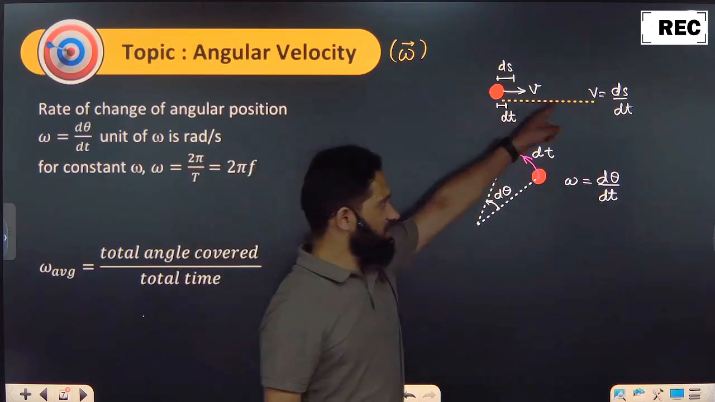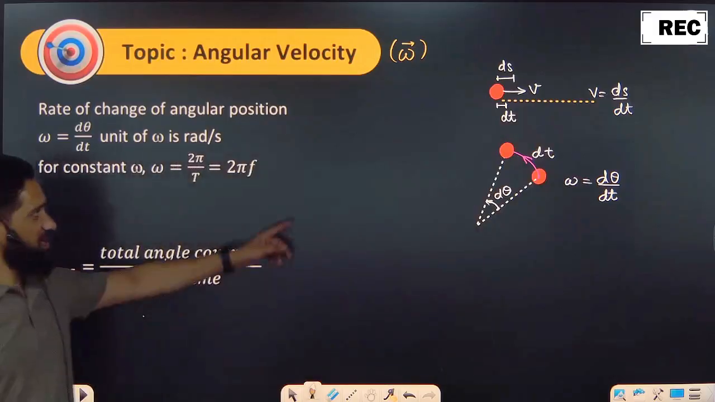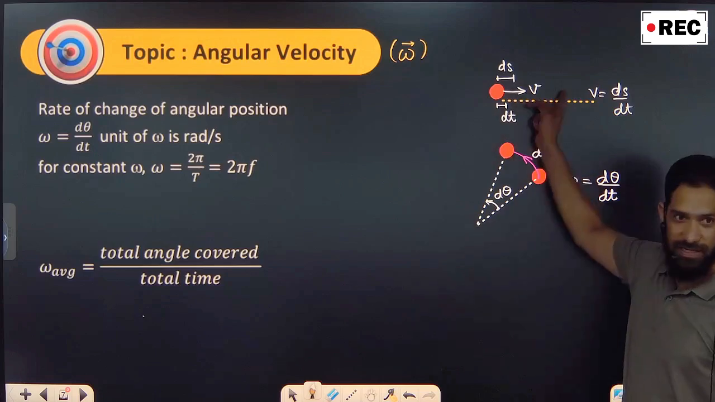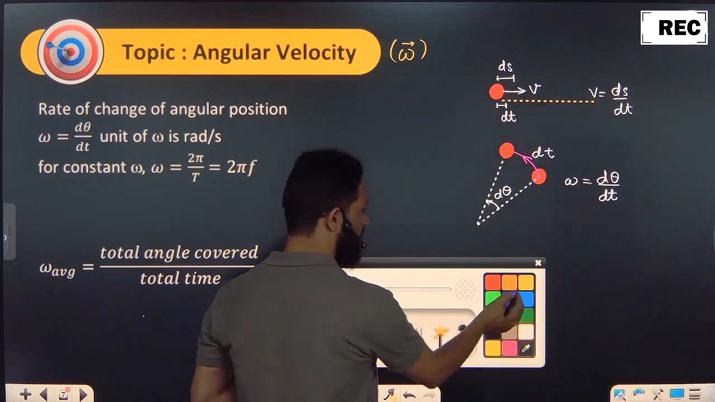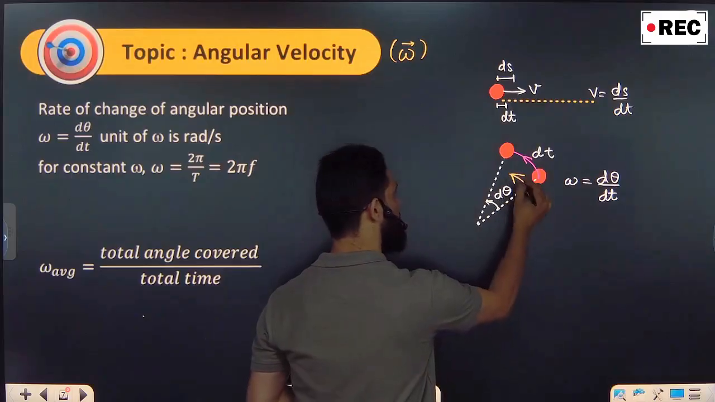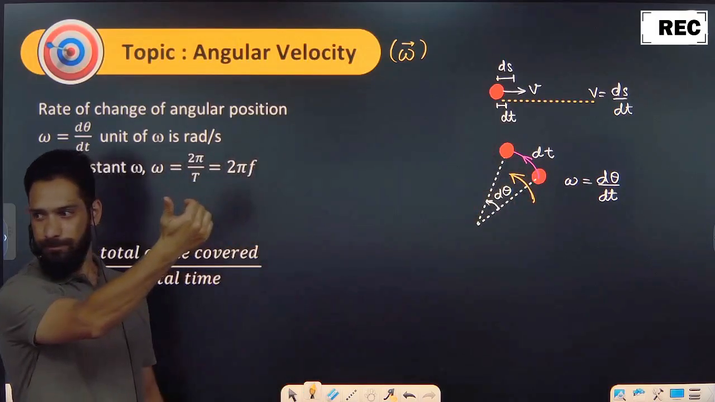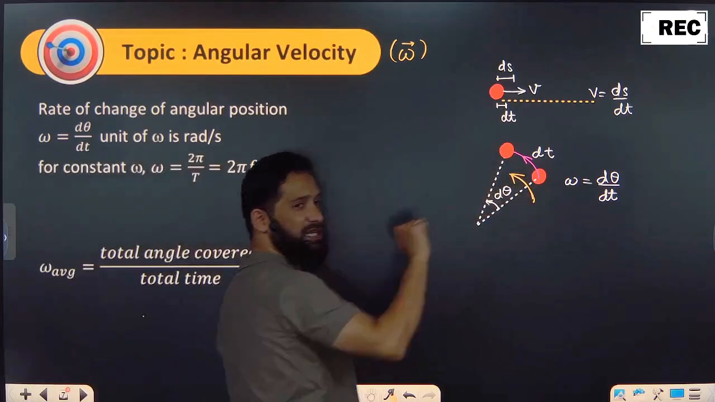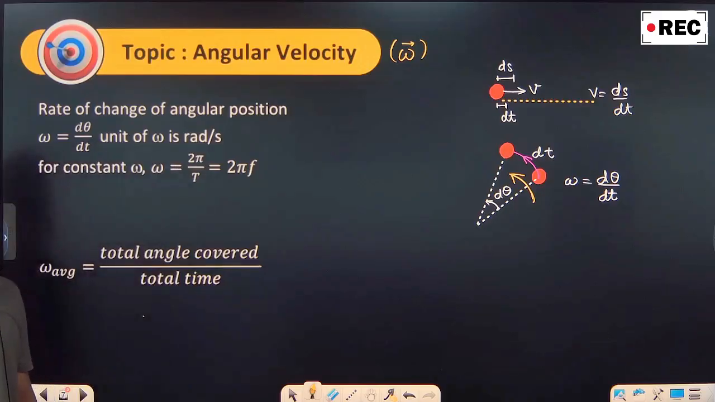This is also a vector, angular velocity. But this is not a linear vector, it is an axial vector. If the body is moving anti-clockwise, where is this omega? Curl the fingers anti-clockwise, it is out of the board, right? If the body is moving clockwise, curl the fingers clockwise, it is into the board. This is how you find out the direction of omega, right?